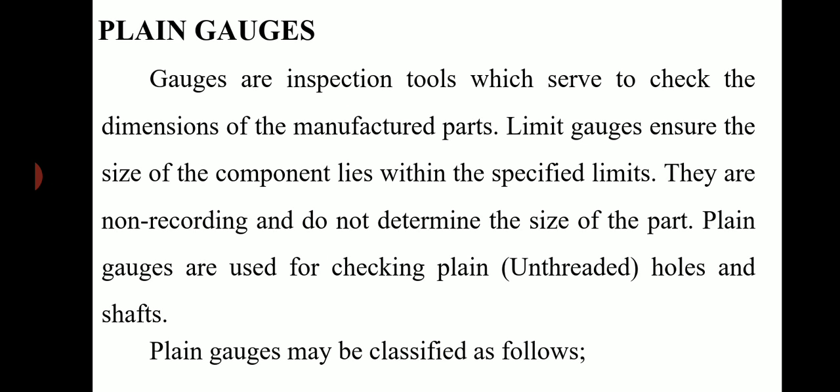Plain gauges. Gauges are inspection tools which serve to check the dimensions of the manufactured parts. Limit gauges ensure the size of the component lies within the specified limits. They are non-recording and do not determine the size of the part. Plain gauges are used for checking plain unthreaded holes and shafts. Plain gauges may be classified as follows.